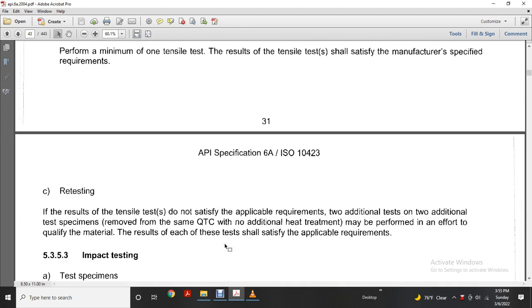Perform a minimum of 1 tensile test, with the result satisfying the manufacturer's specified requirements. Retesting: if the result of the tensile test does not satisfy the applicable requirements, perform 2 additional tests. The 2 additional test specimens shall be removed from the same QTC, with additional heat treatment in an effort to qualify the material. The result of each of the tests shall satisfy the applicable requirements.